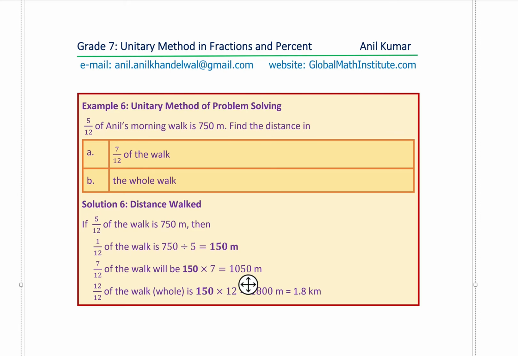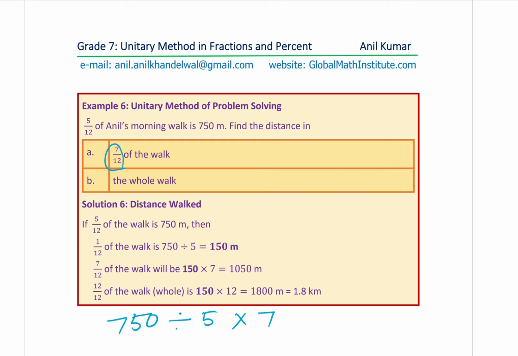Here is example 6. 5/12 of Anil's morning walk is 750 meters. Find the distance in 7/12, right? So that means we'll first divide by 5, then multiply by 7. You get the idea, right? So we have 750. We'll first divide by 5, and then we are going to multiply by 7 to get the answer of part A. Is that clear to you, right?